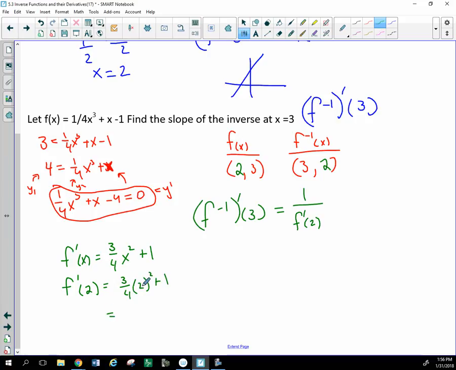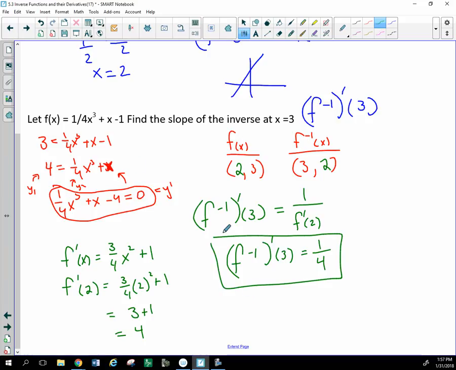This guy ends up being 4, and 4 times 3 is 12. 12 divided by 4 is 3, so 3 plus 1, I end up with a value of 4. So for the derivative of my inverse function, I end up with 1 over 4. And that is the slope of the inverse function.